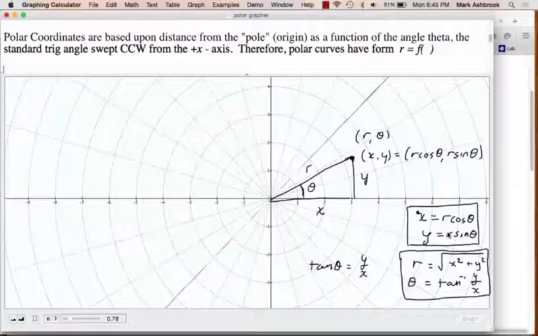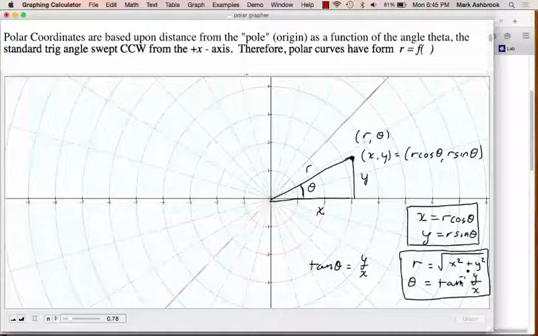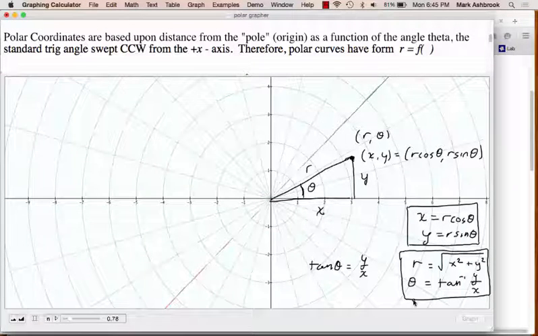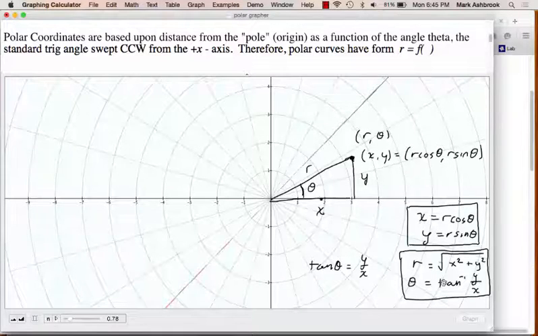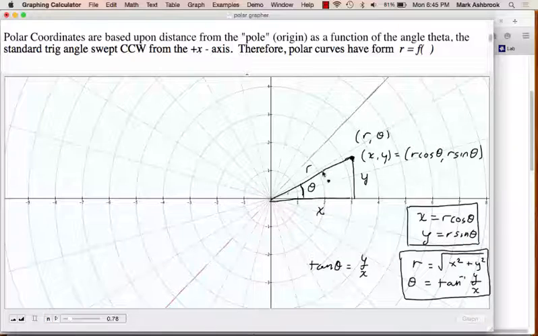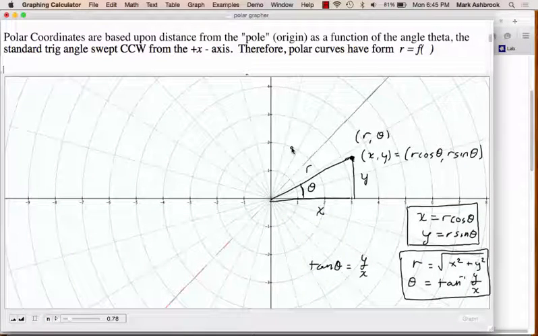But given r and theta, this is how you would get the corresponding x and y. Given x and y, this is how you would work towards the corresponding r and theta. These relationships hold no matter what theta is, no matter what r is. You just get a different right triangle, but all those same relationships hold for a different theta and a different r.